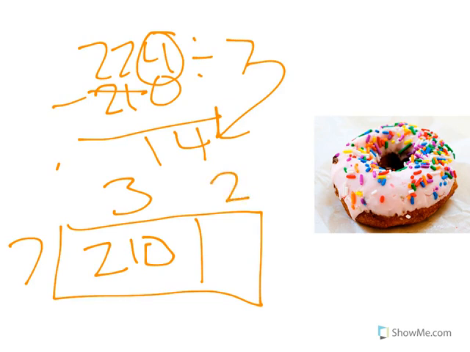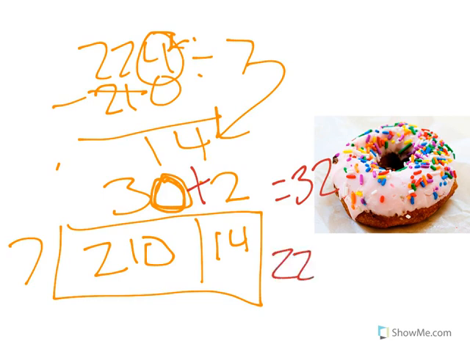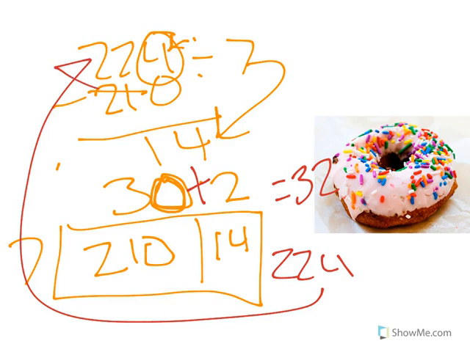7 times 2. Oh, and don't forget, I have to add my 0 there because I added it here. So don't forget that. I just about did. 2 times 7 is 14. Now I add those two, so 30 plus 2 equals 32. And to double check, 210 plus 14 is 224, and that matches.